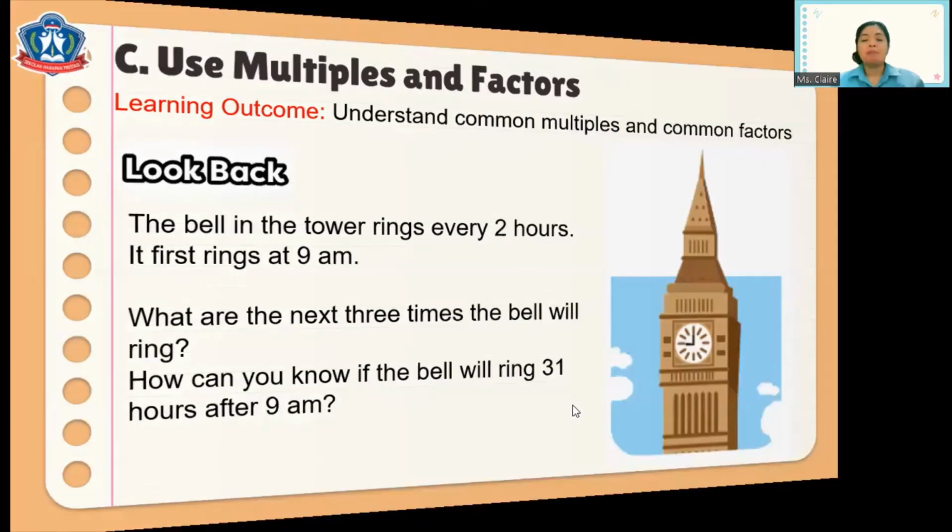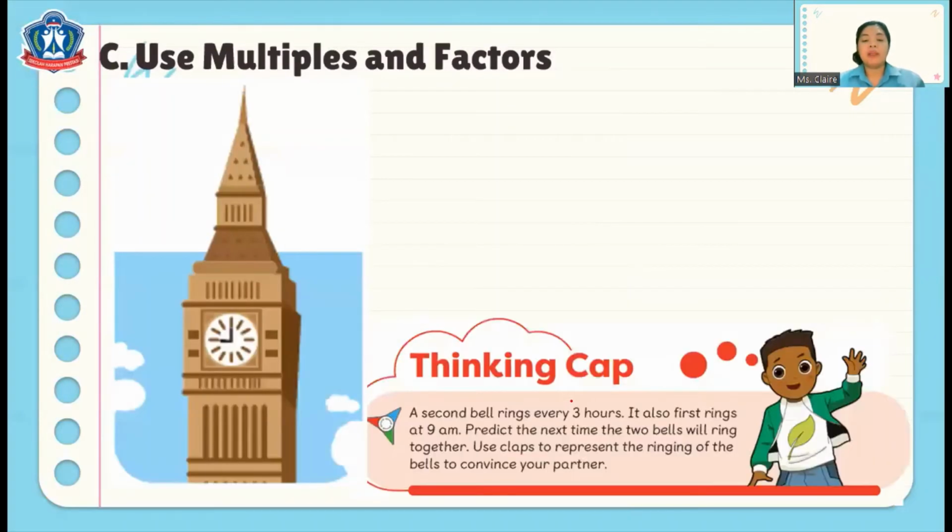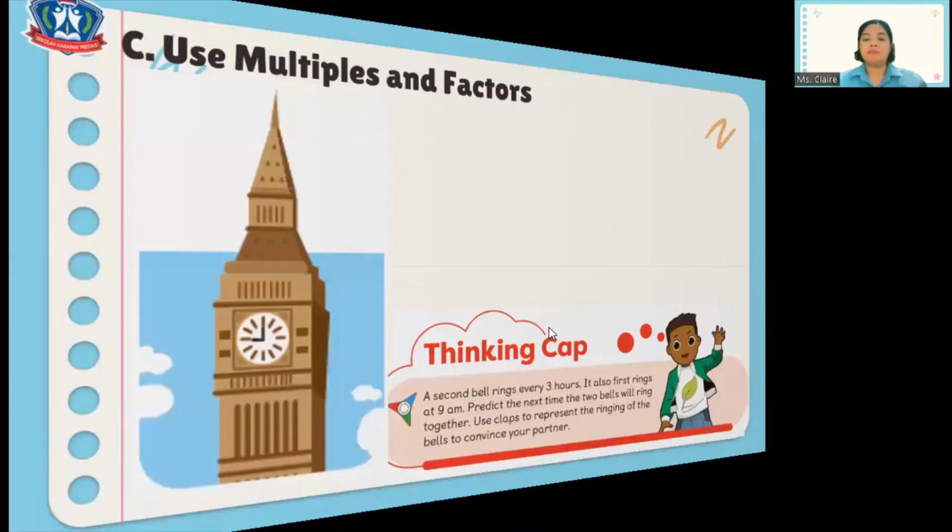And also, here, there is a second bell. It rings every 3 hours. It also first rings at 9 a.m. So what will be the next time that 2 bells will ring together? So there will be a time that both of these bells will ring together at the same time. So try to find what time that is, when these 2 bells will ring together.